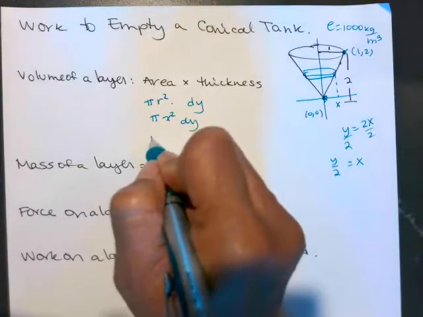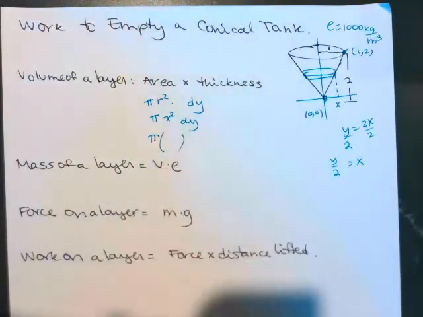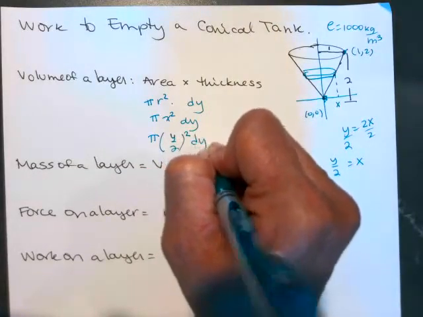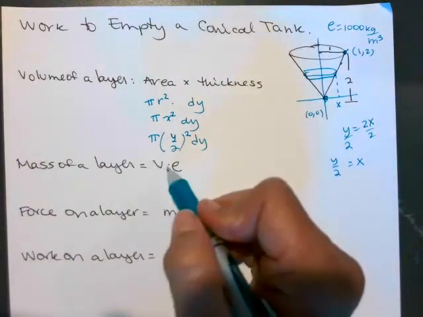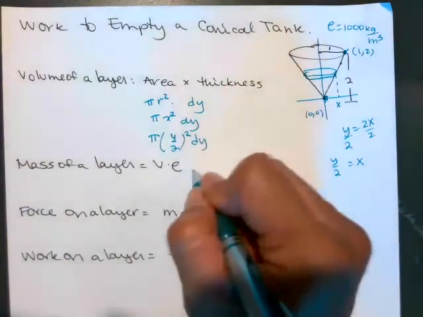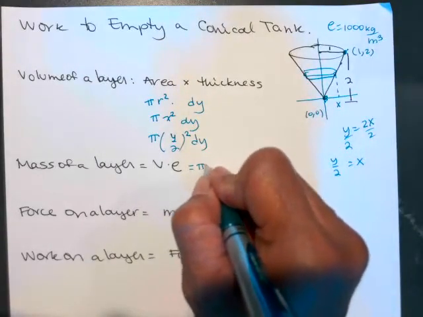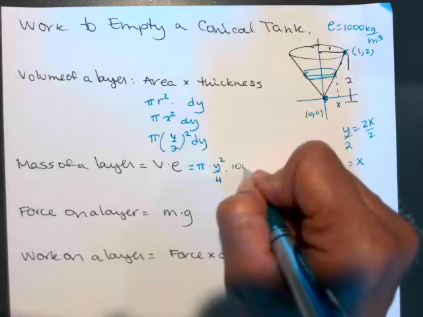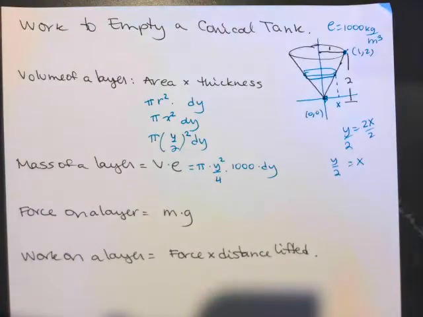So up here, the volume of my one layer is going to be pi times (y over 2) squared dy. Then the mass of the layer is that volume times the density. So for us, that will be pi times y squared over 4 times the density, 1,000, times dy. Remember my dy.